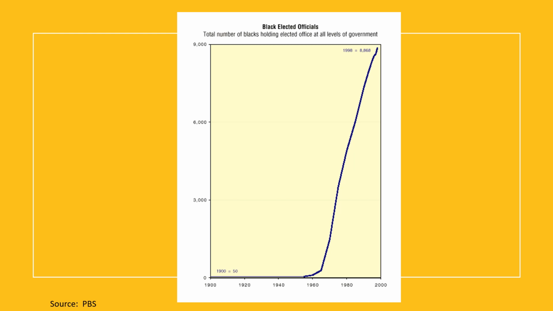So here we see, since the 1960s, since the Civil Rights Movement, since the March on Washington in 1963, since the passage of the Civil Rights Act in 1964, since all of those important changes of the 1960s, we have seen a significant increase in the number of Black elected officials holding office at all levels of government.